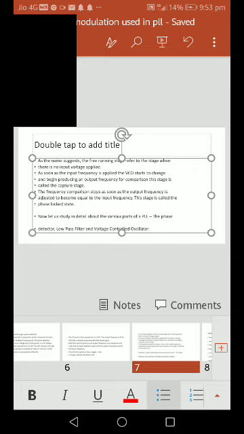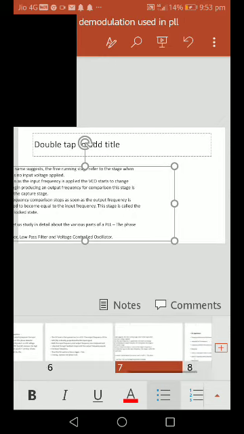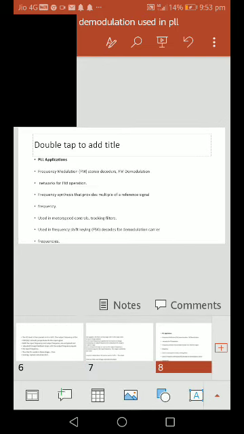Now let us study in detail the various parts of the PLL: the phase detector, low pass filter, voltage controlled oscillator, and applications of PLL.